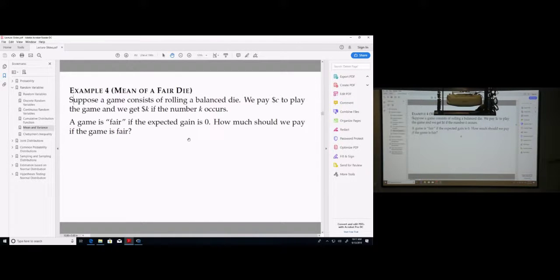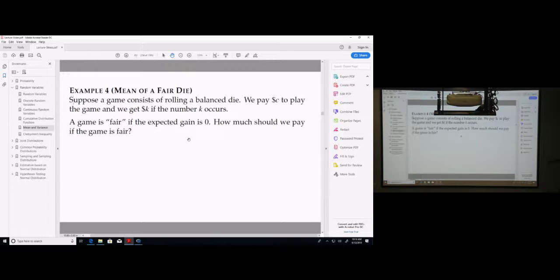Okay, so this is a fair die. So this illustrates the comment earlier. Suppose a game consists of rolling a balanced die, a fair die, and we pay $C to play the game, and we get $K if the number K occurs. So this is the game. Okay, forget about C for the time being. So the game is saying that whatever number you get, your payoff is according to the number. So if you get a 6, you get $6 in your payoff. If you get 1, you only get $1 payoff.